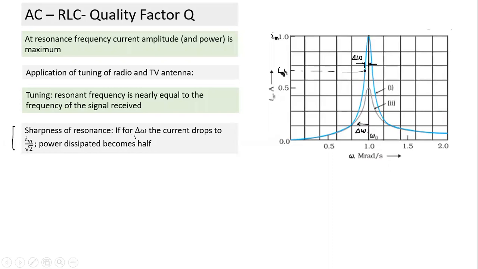I'll come to that. I think there are only about 4 points we need to understand about quality factor, from an exam perspective. So I'll come to that first. Let's understand as much as we can, then we'll focus on what we need to remember. So here I defined delta omega. Delta omega is the change in frequency needed for the current to drop to half.